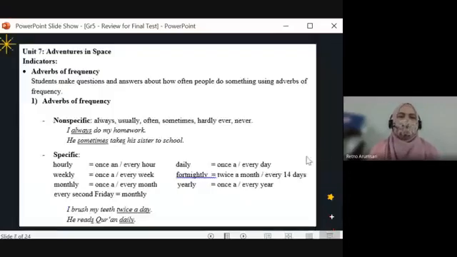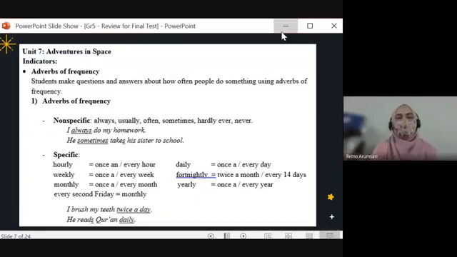Next, adventure in space. Oh, it's about adverbs of frequency, guys. So there are specific adverbs of frequency and there are non-specific adverbs of frequency. Non-specific ones are like always, usually, often, sometimes, hardly ever, and never, where you don't know the exact number. You don't know how many times you do it, but what you only know is the frequency, always, usually, often, like that.